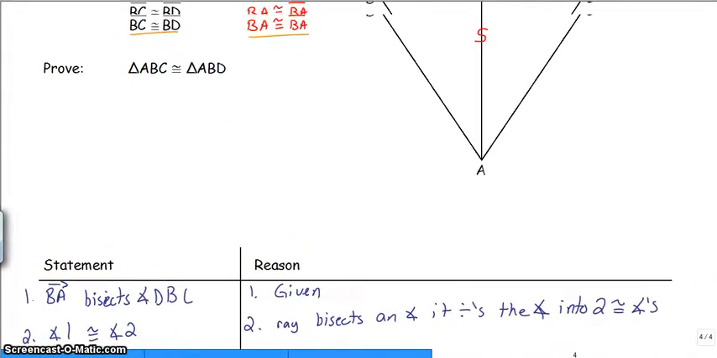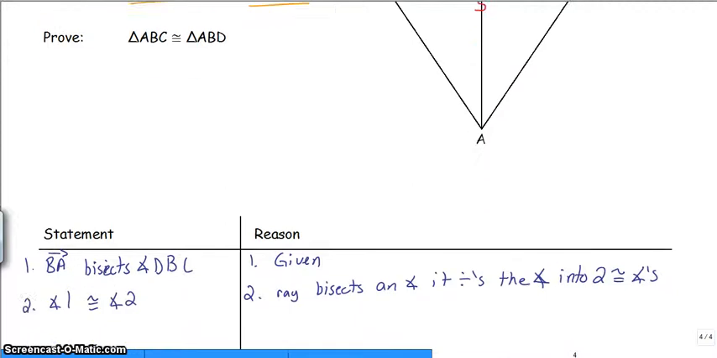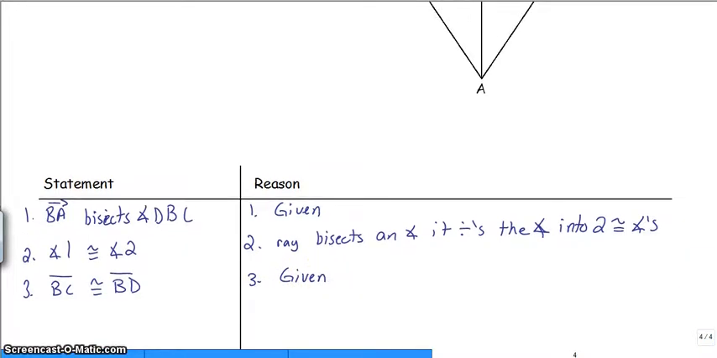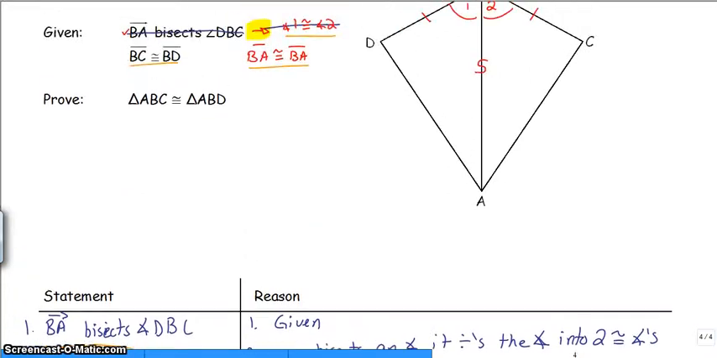It's a given. Segment BC is congruent to segment BD, and that's given. I have in my proof now 1, 2 congruent statements. I cannot have my proof statement until I've listed all three. So I've gone 1, 2, and 3.